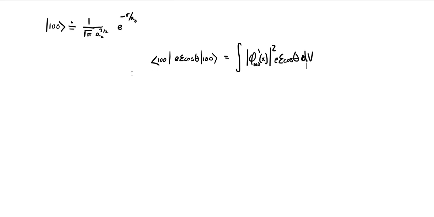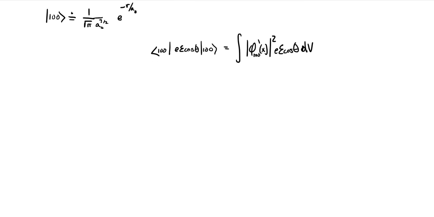What does that integral look like? Well, if we want to write this in a little more detail, we can just go through that, and pull out the epsilon. We're going to integrate from 0 to infinity in r, 0 to 2 pi in the azimuthal angle, and 0 to pi in the polar angle.